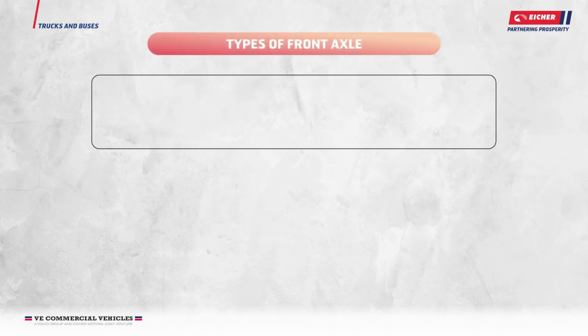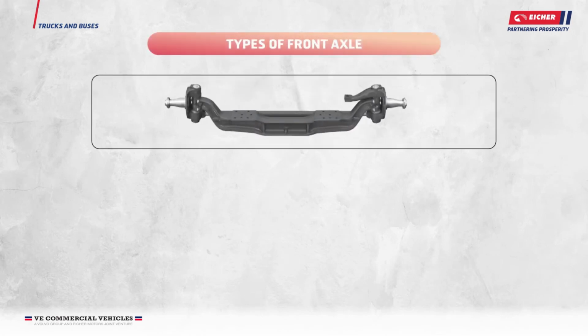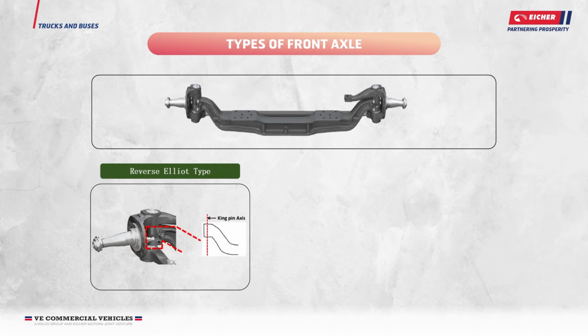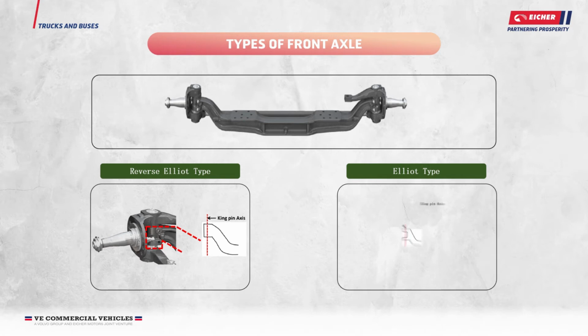Types of front axle. There are two types of front axles. Reverse Elliott type. The reverse Elliott front axles have hinged spindle yoke on spindle itself, instead of on the axle. The forked portion is integral with the steering knuckle. Elliott type. In the Elliott type front axles, the yoke for king spindle is located on the ends of I-beam. The axle ends are forked to hold the steering knuckle extension between them.